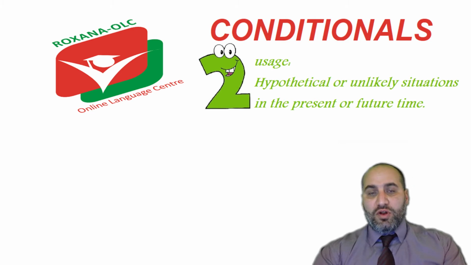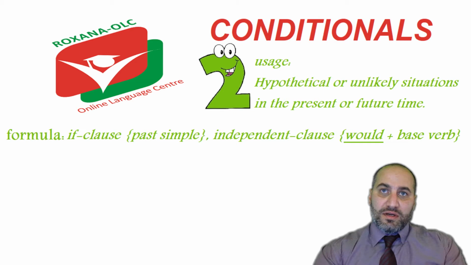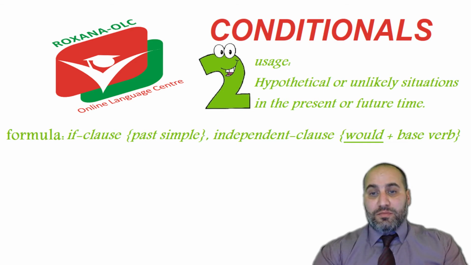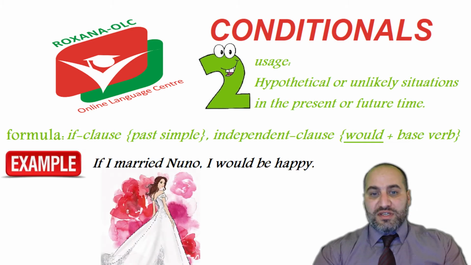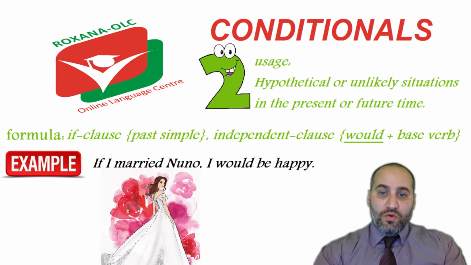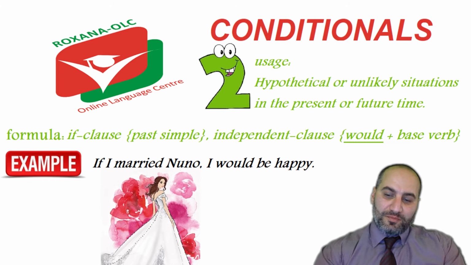Conditional type 2, the usage is about a hypothetical or unlikely situation in the present or future. So the formula for this type of conditional is: if clause in simple past and your independent clause having a modal verb, mostly would, in present tense. For example, if I married Nunu, I would be happy. So if I married Nunu is in past tense, and in I would be happy we have a modal here in present tense.